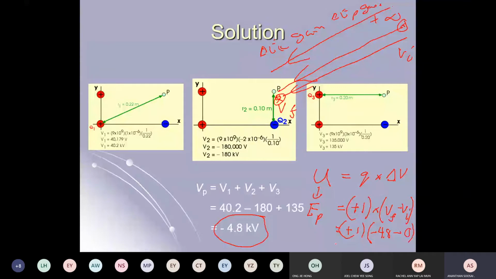So finally, what happened to the gain in potential? The gain in potential will be how much? Positive or negative? It will be negative. So when a positive test charge moves from infinity to this point P, it is going to lose potential. The potential is negative. That means it loses potential and it gains kinetic energy.